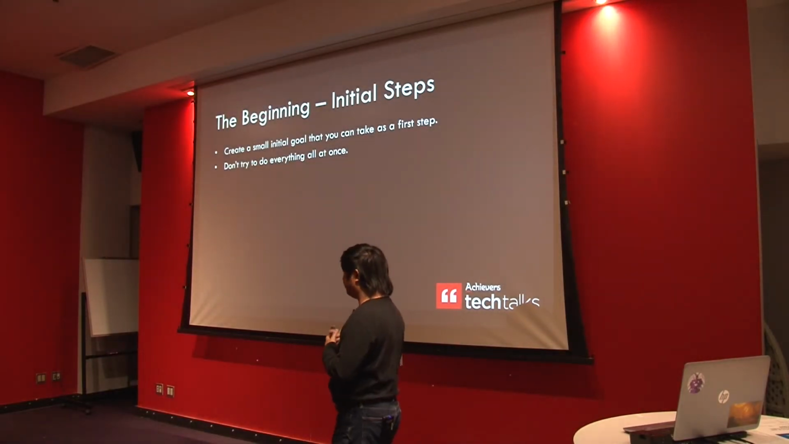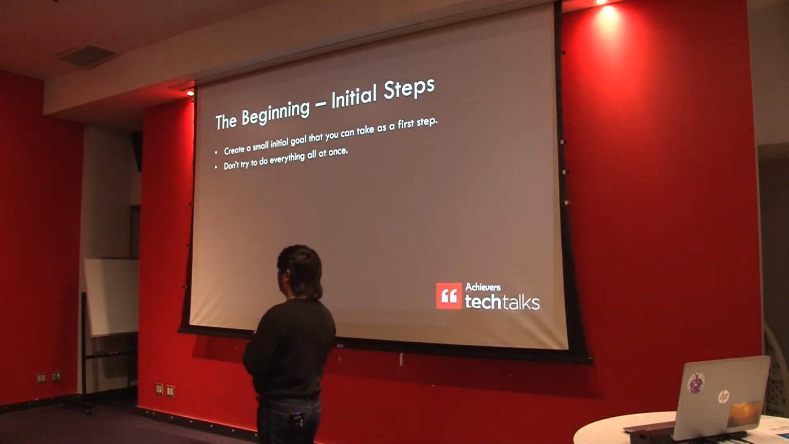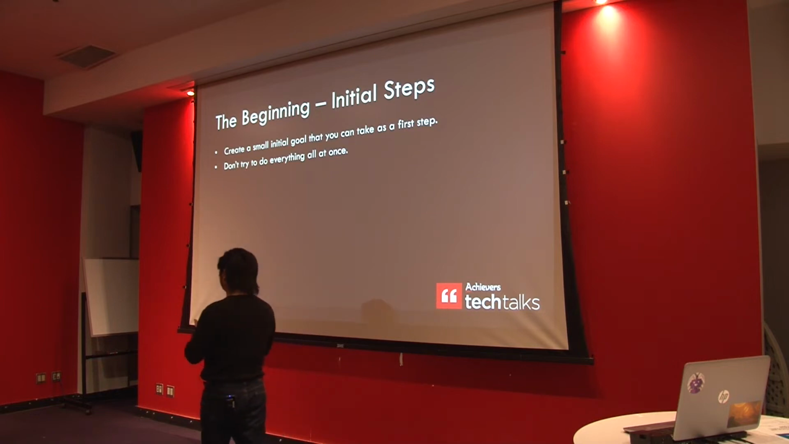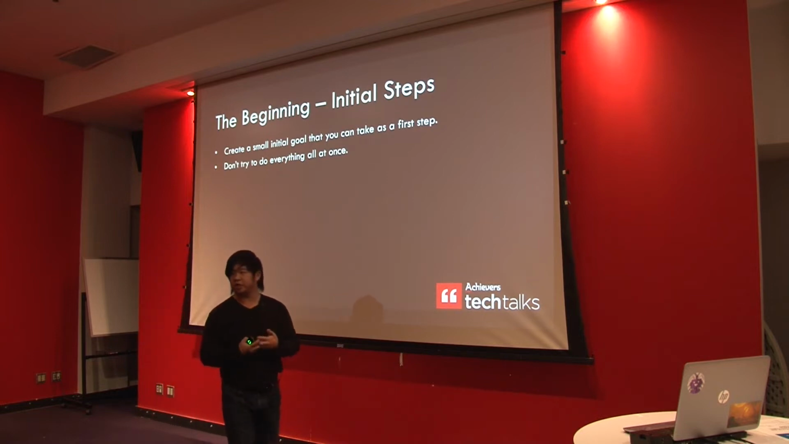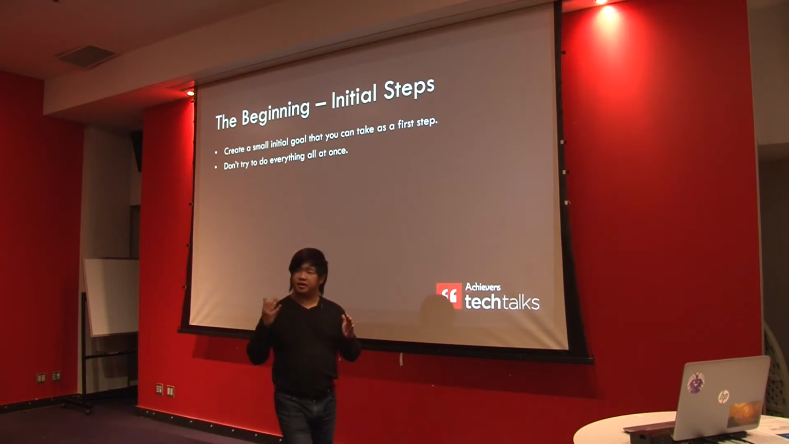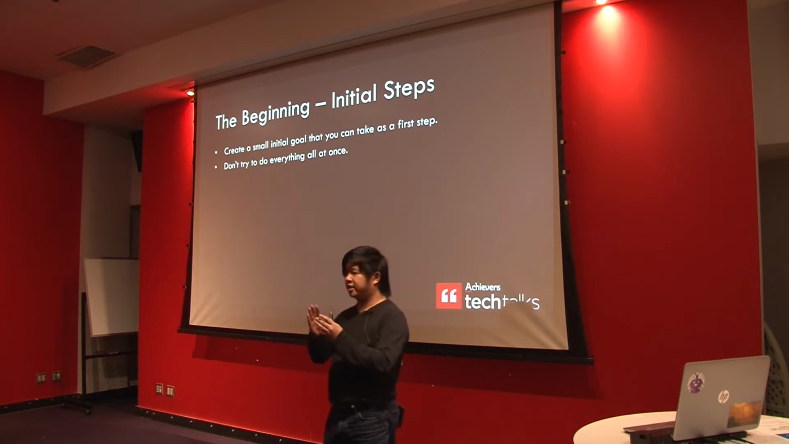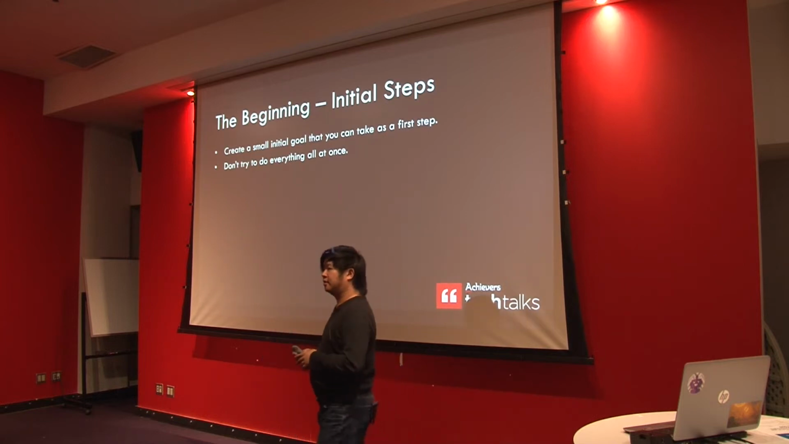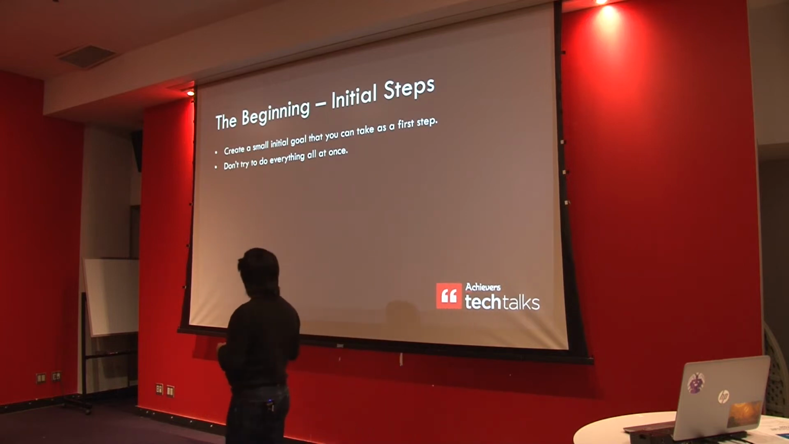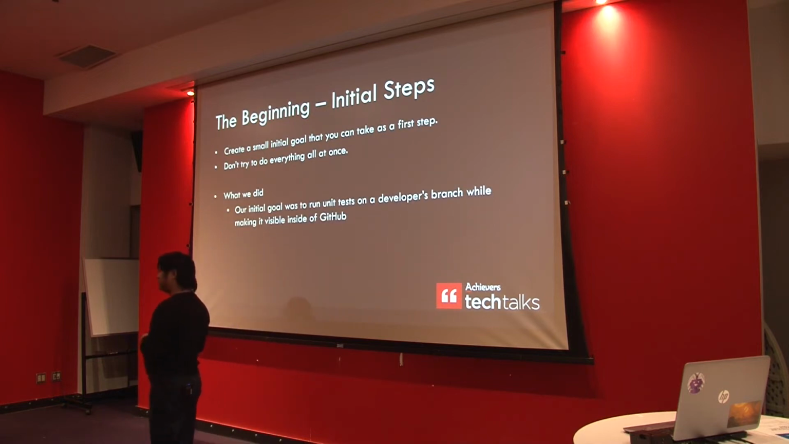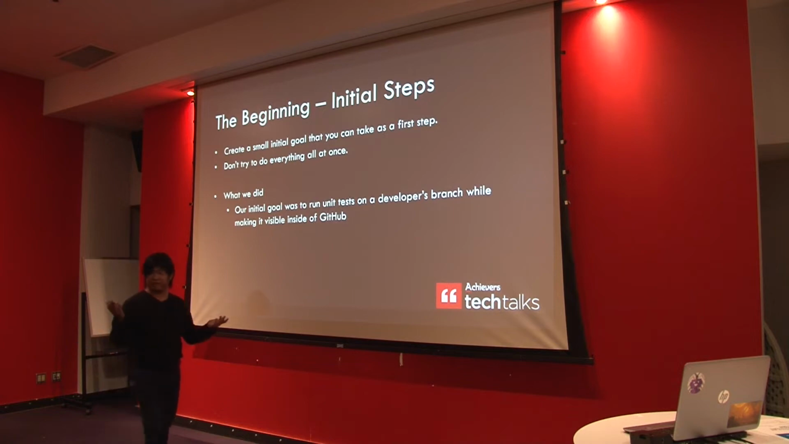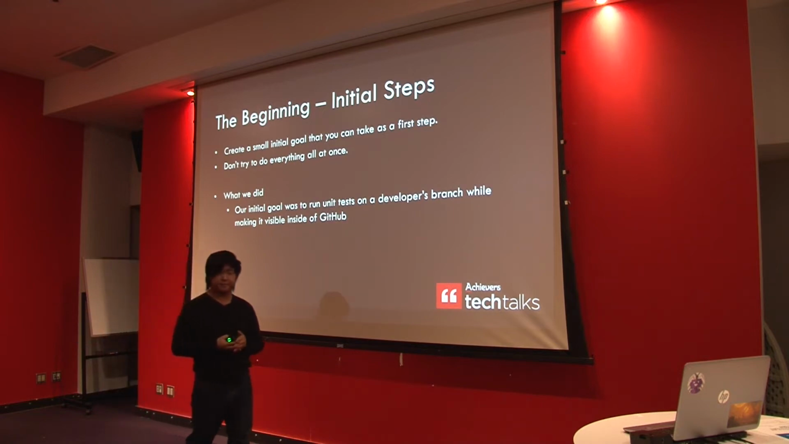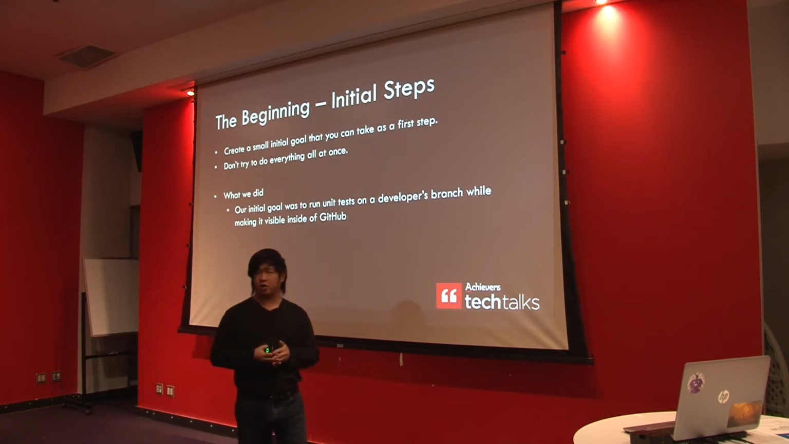So what did we do in the very beginning? We wanted to create a small initial goal that would allow us to take the first steps on this journey. You should start thinking about just getting one thing working in the beginning. Here at Achievers, the first thing we did was to get our unit tests showing up in GitHub, or in whatever version control system you like as well. It's important to start off with a small goal.